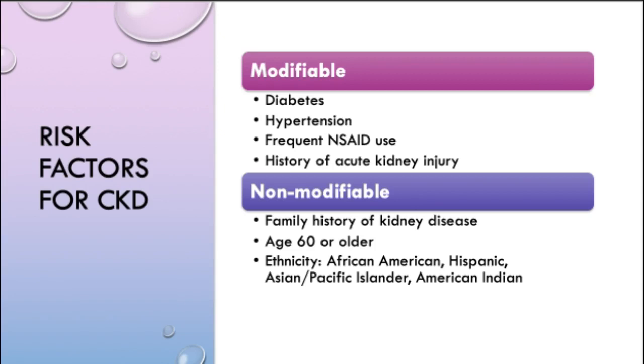So somebody that perhaps becomes dehydrated often, and you can see this a lot in athletes actually, where maybe they're not replenishing as well as what they should. They will have multiple episodes of acute kidney injuries, and they may be small episodes, but over time that causes damage, and later on we can see them develop chronic kidney disease. Some of the non-modifiable risk factors include family history of kidney disease, age 60 or older, and then ethnicity.